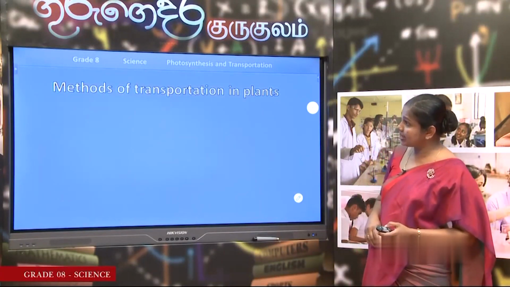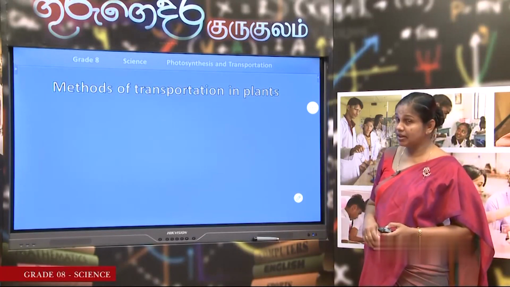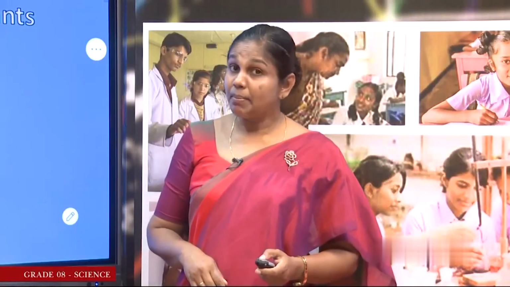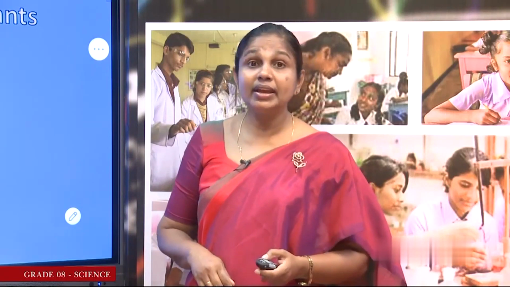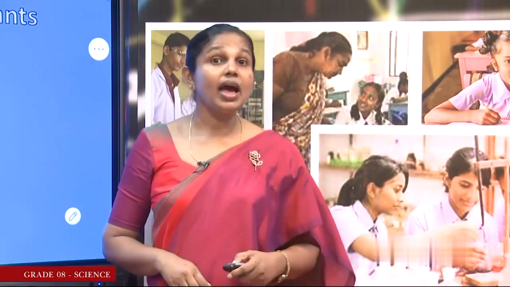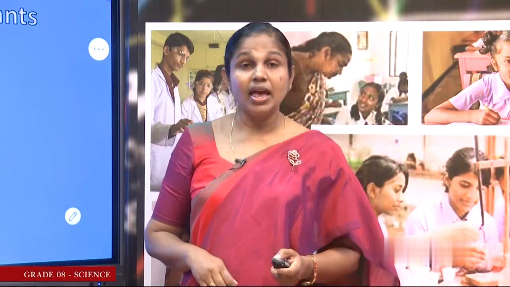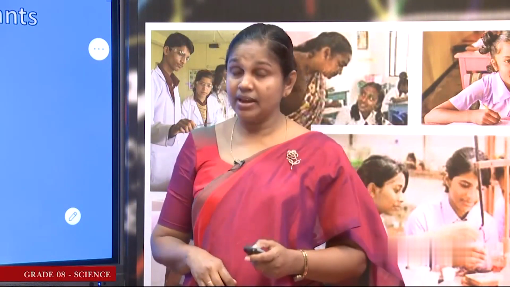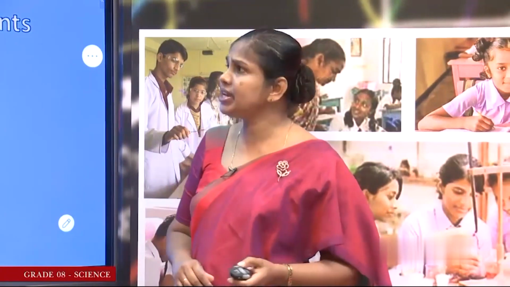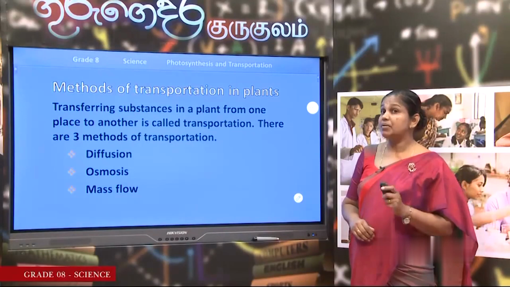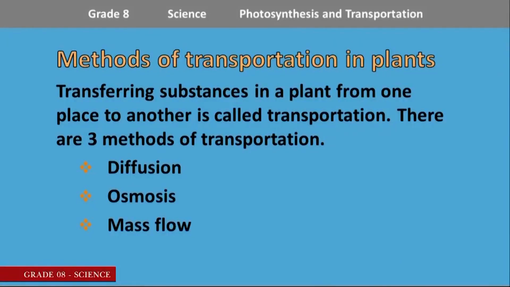The next part of the lesson today is methods of transportation in plants. Like in our human body, children, there are so many things to transport from one place to another. Like the food we eat is absorbed inside our digestive system and the nutrients must be transported to the required places. And we inhale oxygen into our lungs and that oxygen also must be transported to the other parts of the body. So, there are mechanisms in our body to transport substances. Like that, in a plant also, there are methods to transport substances.